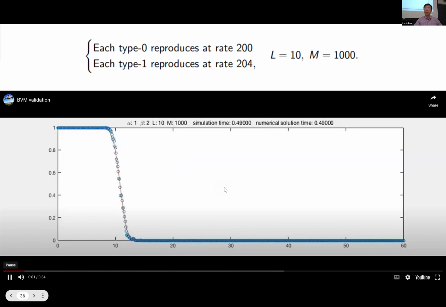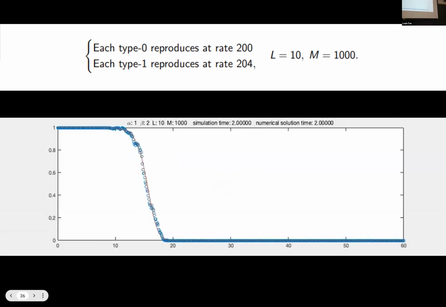So this is a simulation of this biased voter model. 1 means all the 1,000 are of type 1. 0 means all the 1,000 are of type 0. 0.4 means 400 of type 1 and 600 of type 0.